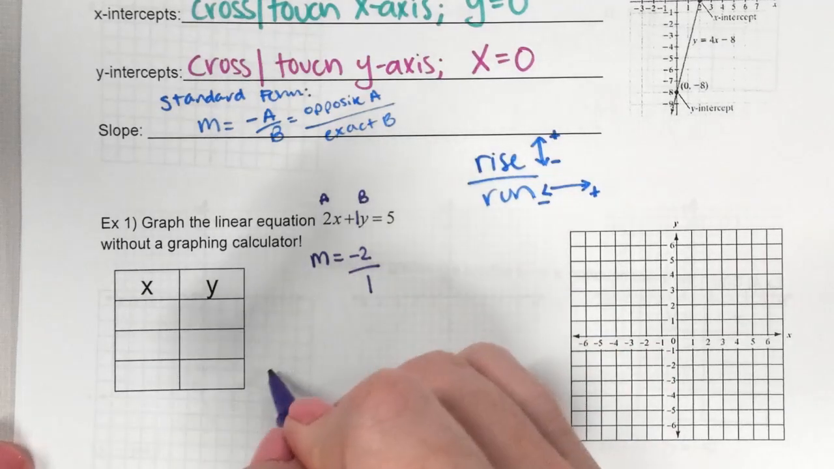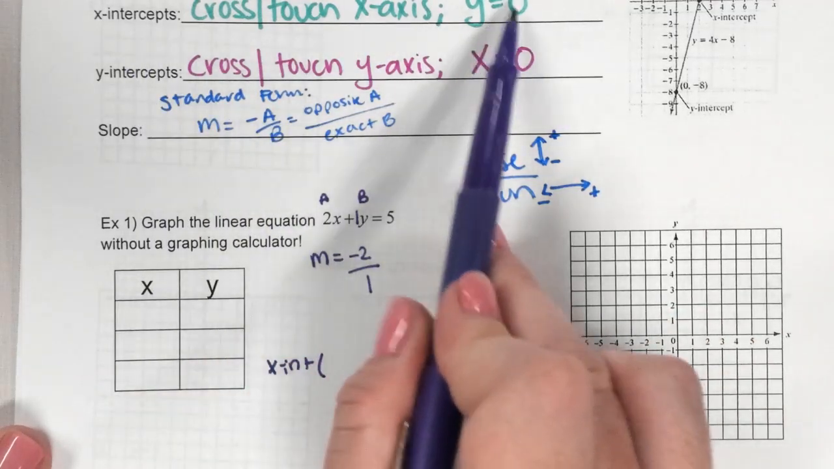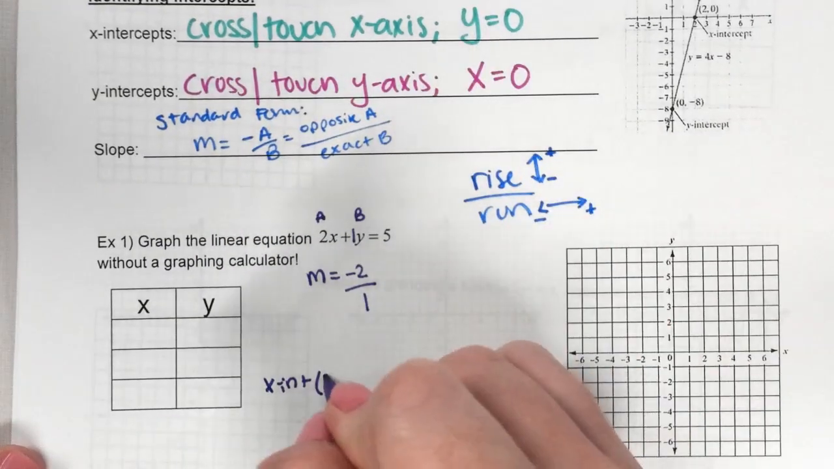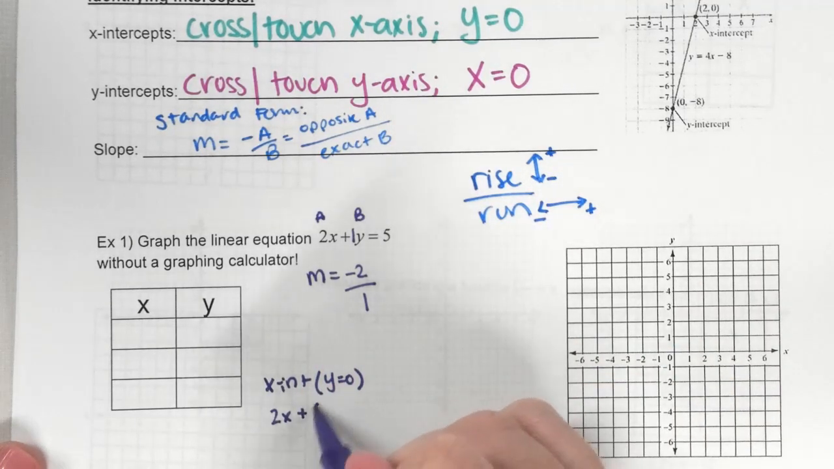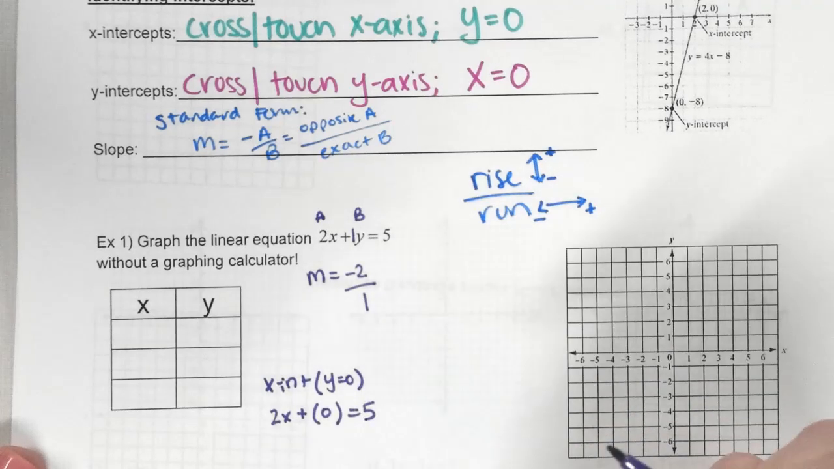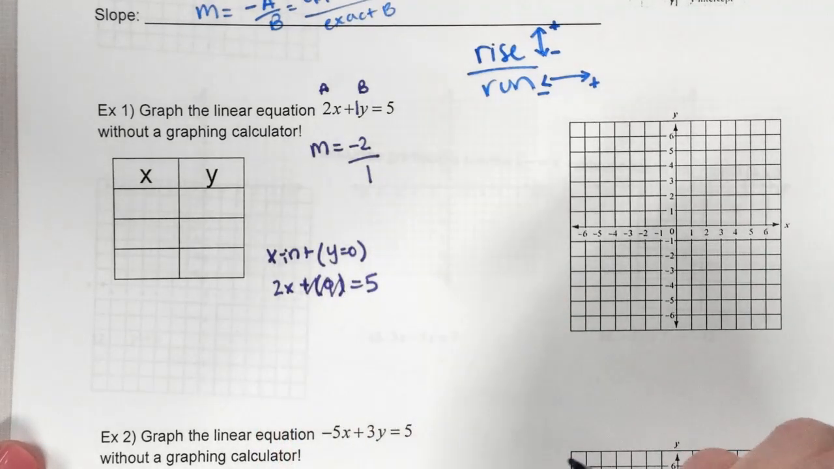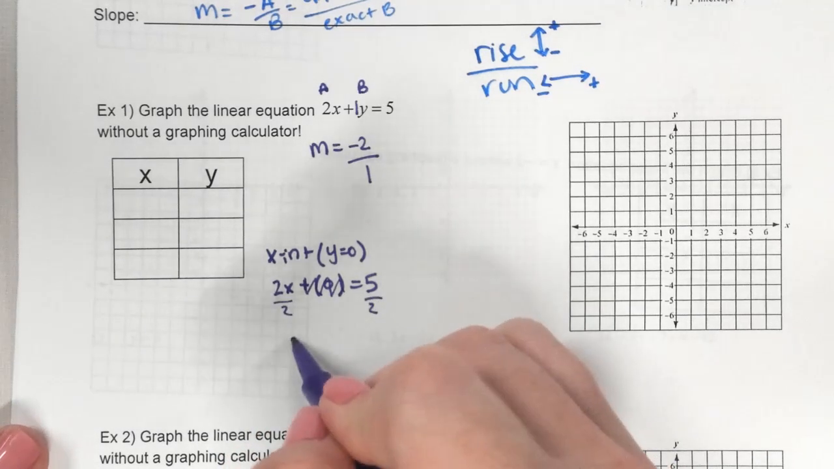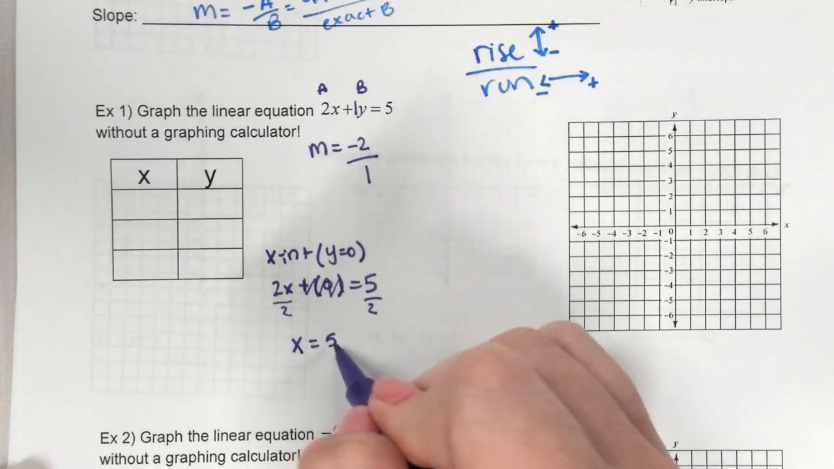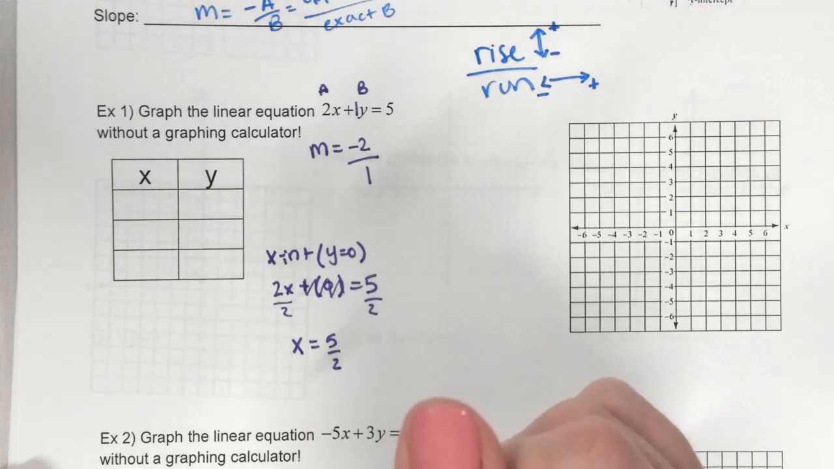So to find my x-intercept, what do I know about the x-intercept? What equals 0? Y. So I'm going to plug in y equals 0. I'm going to rewrite my equation as 2x plus 0 equals 5. Well, 0, doesn't that just kind of cancel? And now I have 2x equals 5 because 2x plus 0 is just 2x, correct? So now I would divide by 2, and I get x equals either a decimal or a fraction. Doesn't matter how I write it. Can I plot a decimal or a fraction? No, so this one doesn't help me.